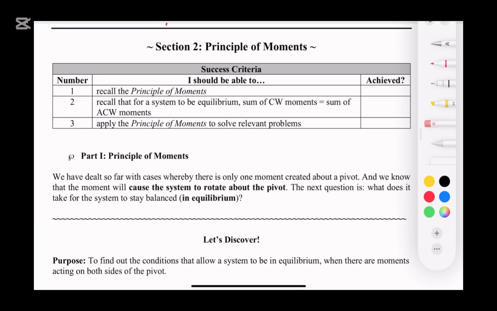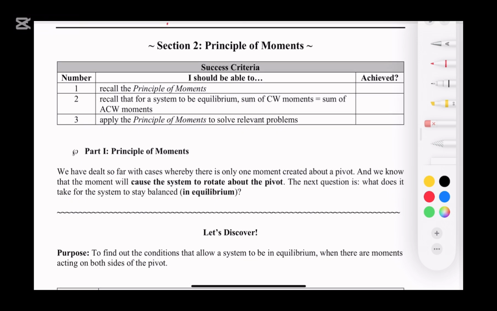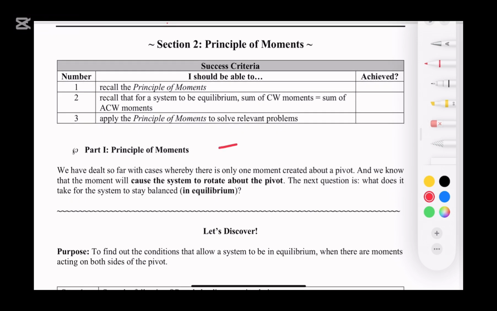Alright, so in this part, we're going to look at what happens when there is more than one moment acting on the same object about the same pivot. Okay, so the main concept here is called the principle of moments. So I give you all a very simple example. Let's say I have a plank and I have a pivot placed below the plank. In this case, let's say I have two forces, F1 and F2, acting on it.